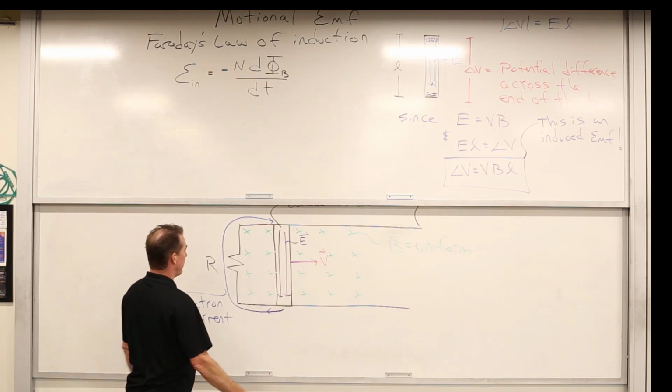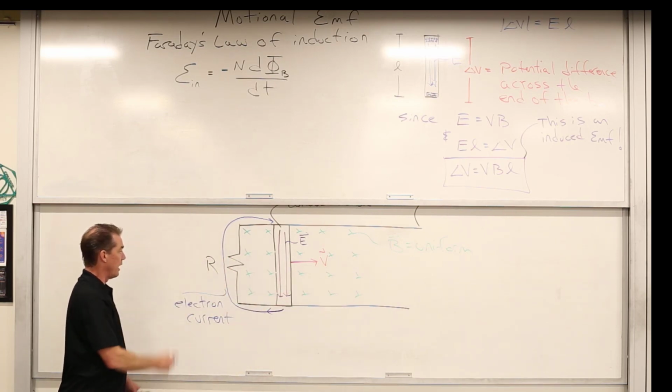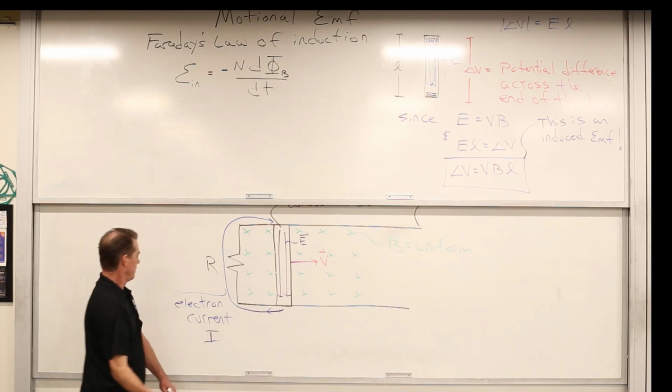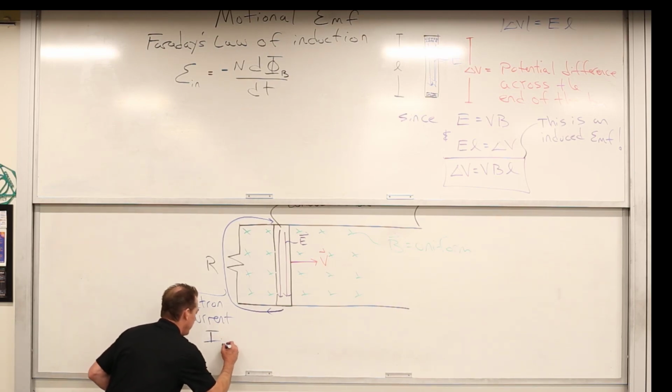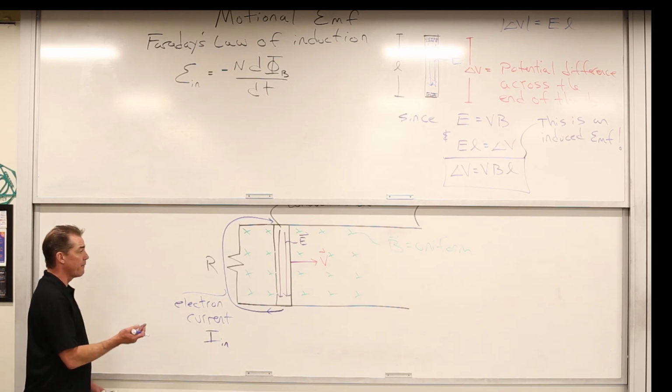So that will be the direction of the electron current. Electrons are forced down. This is what we've got going on. So let's call that electron current I sub IN. It's an induced current due to an induced EMF.